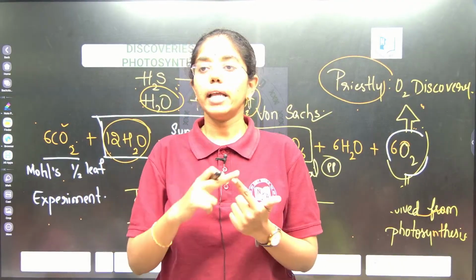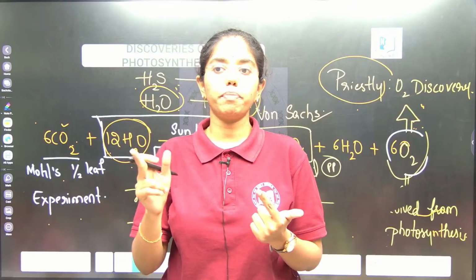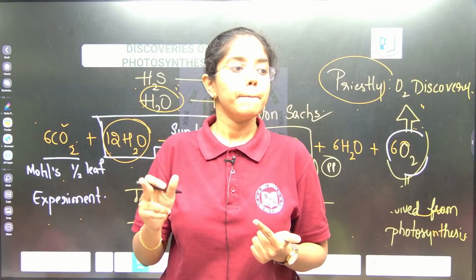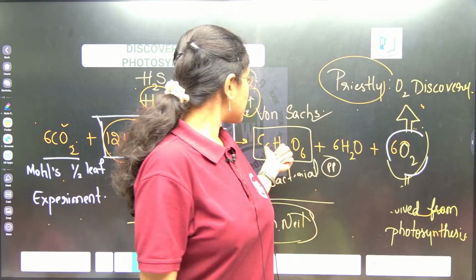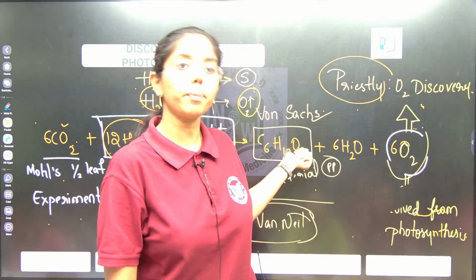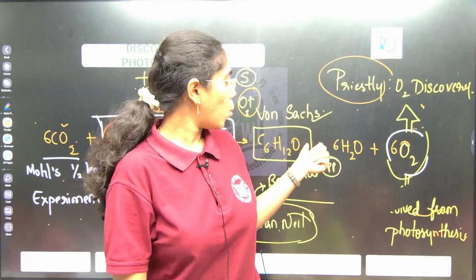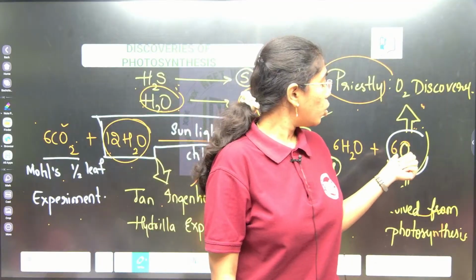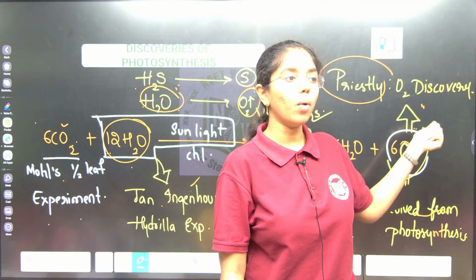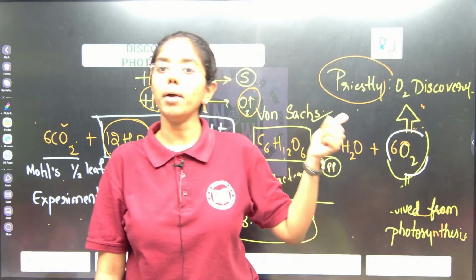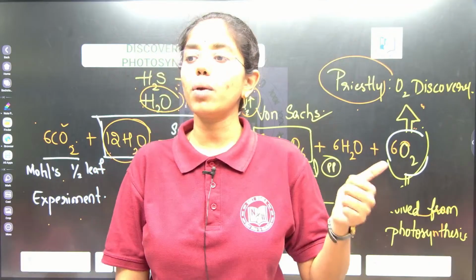Okay. And then oxygen discovery by Joseph Priestley. By what experiment? Bell jar experiment. Who discovered that glucose is the primary product of photosynthesis? Von Sachs. And who said that the oxygen being evolved is coming from water and not from carbon dioxide? It is C.B. Van Niel.